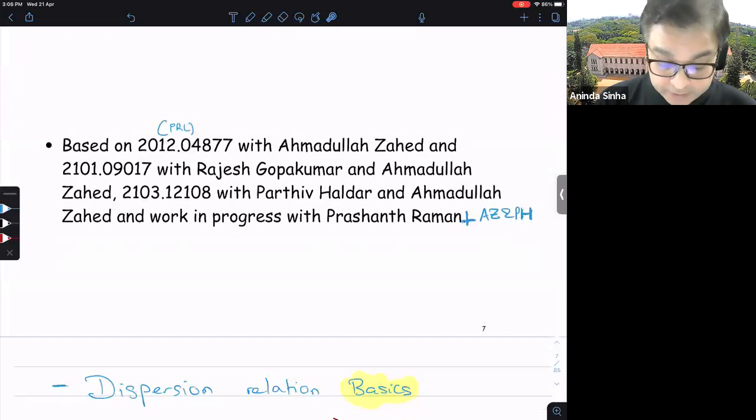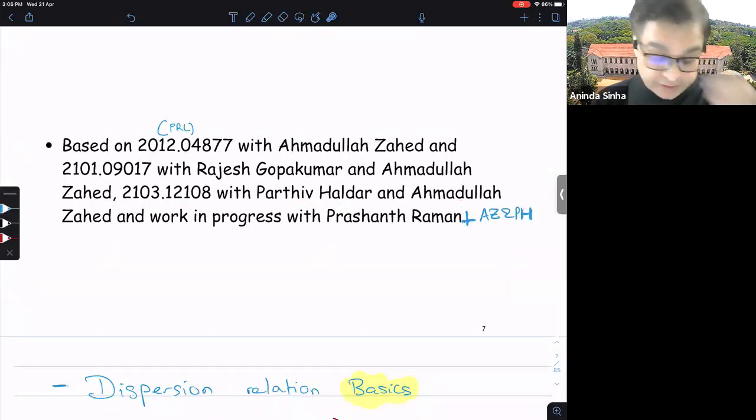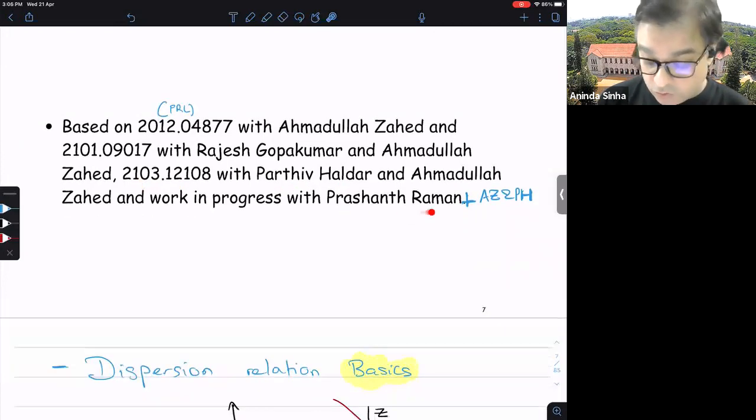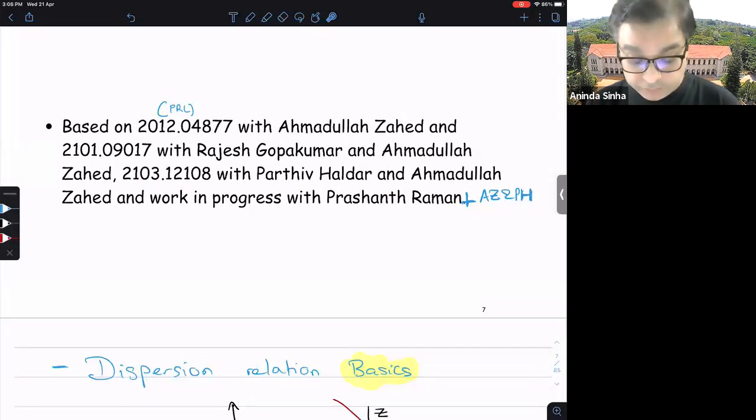And there's a more recent work, which I wrote with Parthiv, who's my graduate student in ISC, and Ahmadullah as well, which connects up with the Bieberbach conjecture, which I feel is a very exciting connection, which I hope I'll be able to cover. And there's a whole bunch of ongoing work with Prashant Raman, who's a postdoc in ISC, and Ahmadullah and Parthiv in disjoint union of these collaborators.